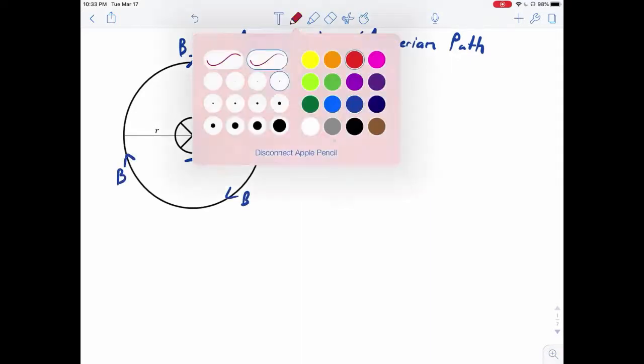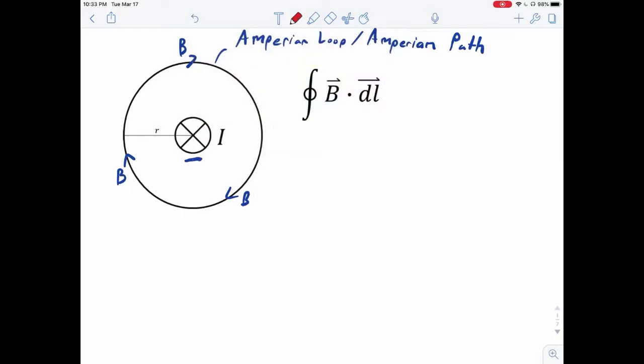And then dl, that's just small pieces of the loop. So dl there, dl there, and dl there. Now everywhere around here, B and dl are in the same direction. So if you think about that dot product B dot dl, you'd have B dl cosine 0 because it's a dot product. And of course, cosine 0 is 1, so we're just going to have B dl.